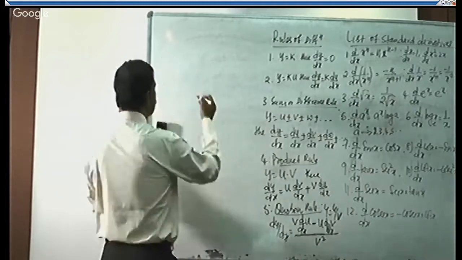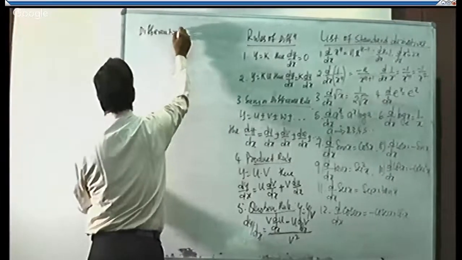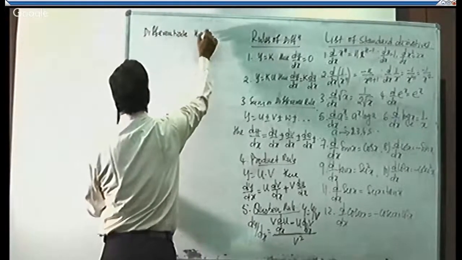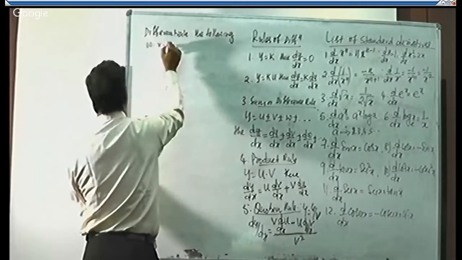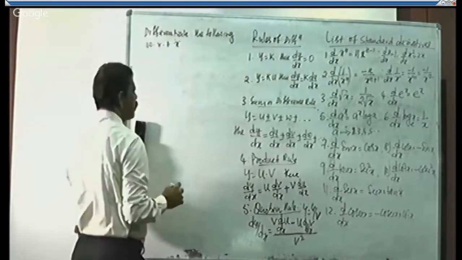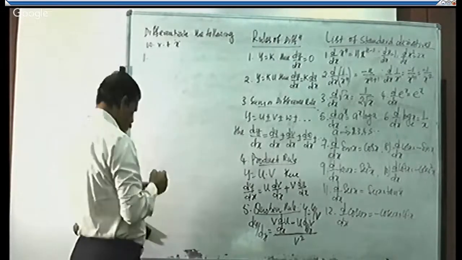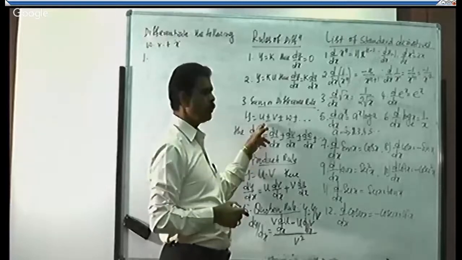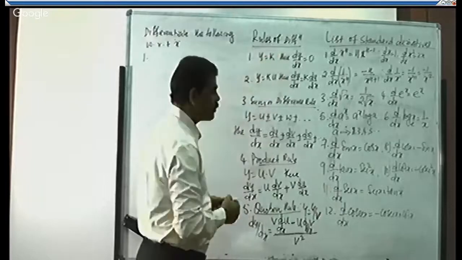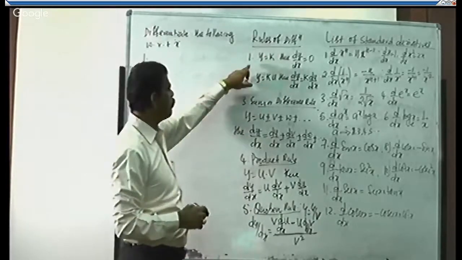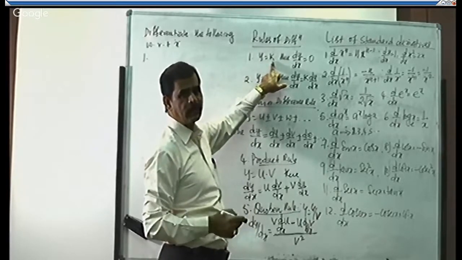The problem will be of this type. Differentiate the following with respect to x. The problem may be on sum rule, or product rule, or only constant, or constant into function. Let us go step by step. I will do few problems on first rule. Okay, then it will be easy to understand.